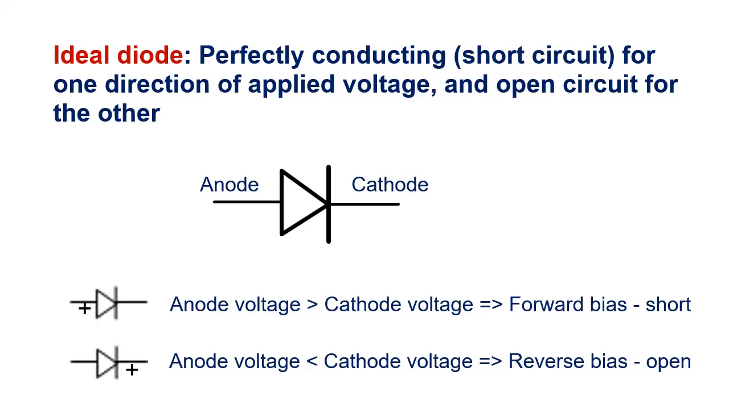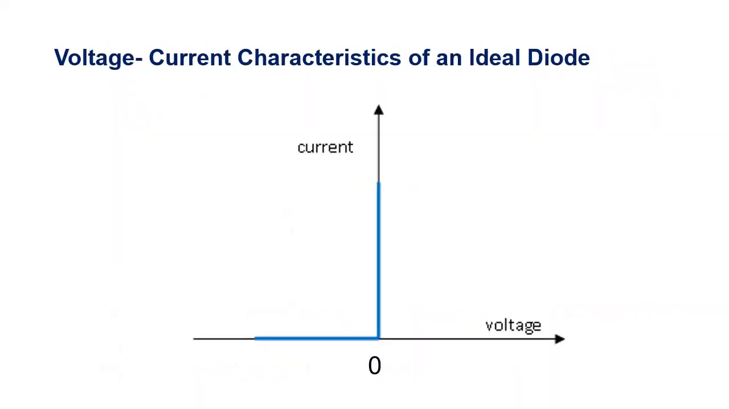However, the behavior is strongly dependent on the direction of applied voltage. An ideal diode is perfectly conducting, that is, short circuit, for one direction of applied voltage, and open circuit for the other. Voltage current characteristics of an ideal diode is shown. For positive applied voltage, that is anode voltage greater than the cathode voltage, current tends to reach infinity. For negative applied voltage, that is anode voltage less than the cathode voltage, current is zero.